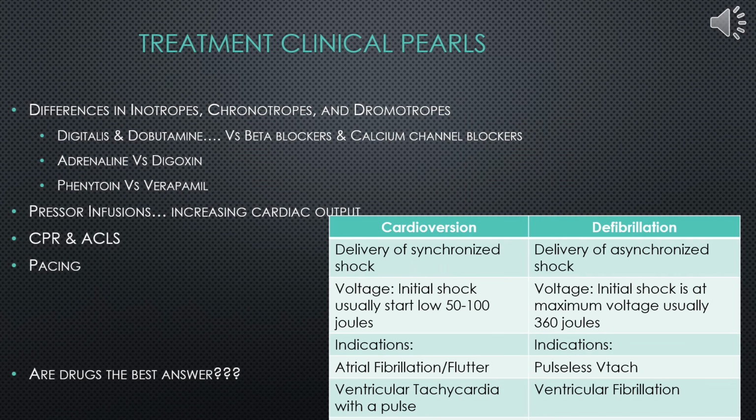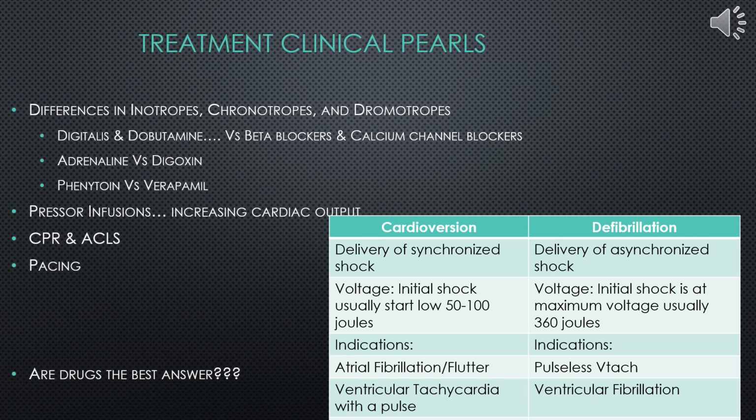You'll hear terminology of inotropes, chronotropes, and dromotropes. When we're thinking of inotropes, you want to consider contractility, or the ability to contract that heart muscle tissue. Positive inotropes, such as digitalis and dobutamine, increase the ability of the heart to contract, whereas there are negative inotropes, like beta blockers and calcium channel blockers, that help relax that smooth muscle. So you can start to see some vasodilation with a calcium channel blocker. It decreases that contractility.